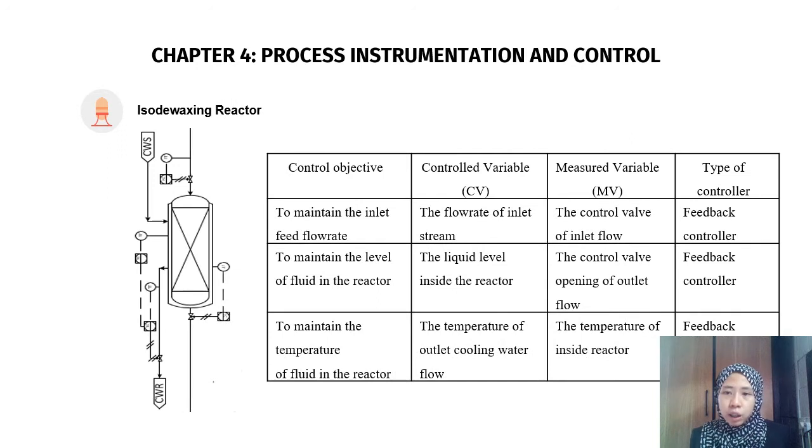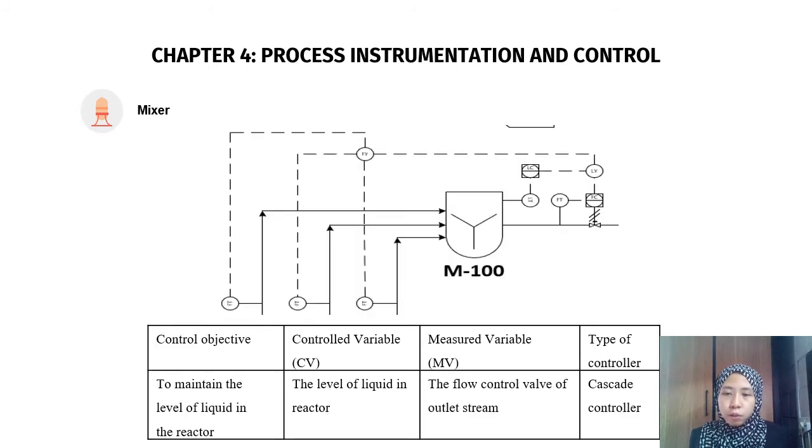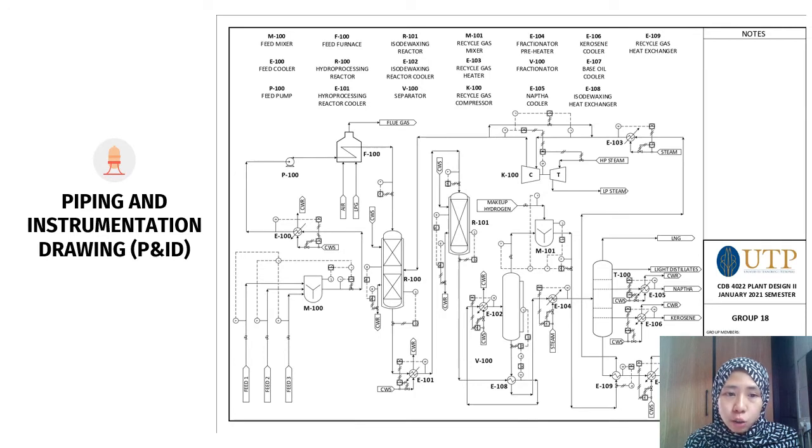For isodewaxing, we are also using 3 feedback controllers in order to maintain the inlet feed flow rate, to maintain the level of fluid in the reactor, and to maintain the temperature of fluid in the reactor. Meanwhile, for the heater, we are using a cascade controller in order to maintain the outlet stream temperature. For the mixer also, we are using a cascade controller in order to maintain the level of liquid. On this slide, we could see the piping and instrumentation diagram, P&ID, where we apply the control strategy into the equipment.